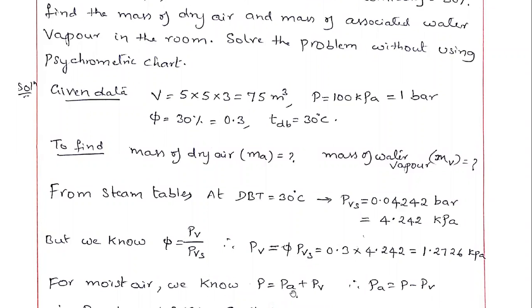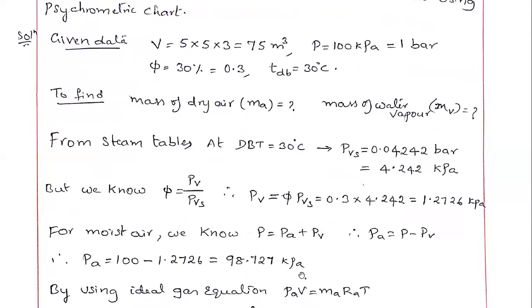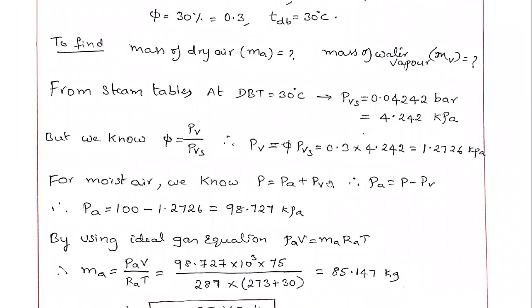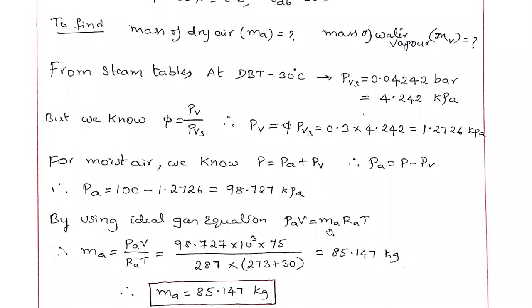For moist air, we also know total pressure is nothing but the dry air pressure plus the vapor pressure. So the partial pressure of the dry air will be equal to P minus Pv. So we'll get the air partial pressure. Now, once we get Pa and Pv, substitute these two in the ideal gas equation. So PaV is equal to maRaT. V is constant because the gas always occupies the volume of the container. So the volume remains the same, and the temperature will also remain the same for both equations. So ma will be equal to PaV by RaT. Since V is already given as the volume of the room, 75, we will substitute the pressure of the air.